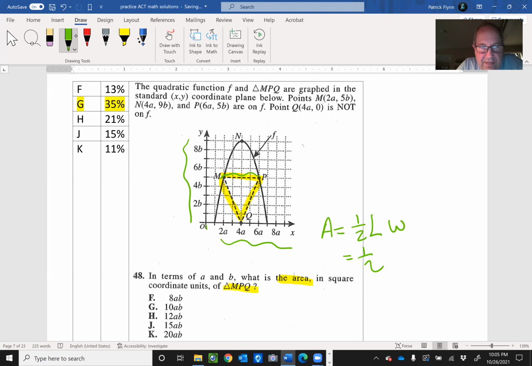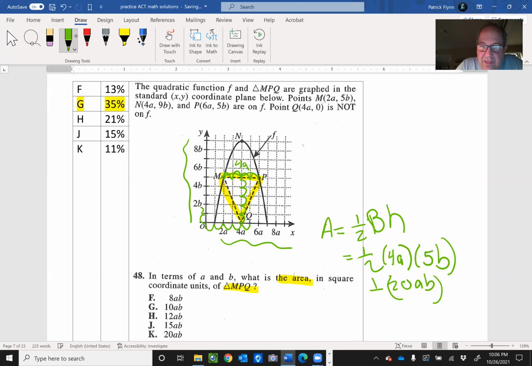Now, if we look at this, it looks like it's counting by A's, 1A, 2A, 3A, 4A, 5A, and this is counting by B's, right? So I can look at this. This is 1, 2, 3, 4. 4A is the length. And then, well, I guess some people call it base times height, I guess is what would be a better one to call it. That's the base. The height is up and down. So 1, 2, 3, 4, 5. 5 B's. We get 20 AB times a half, which would be 10 AB, which is choice G. Again, I think this one was rough because the grid's counting by different stuff.